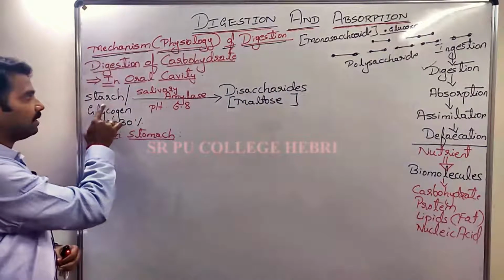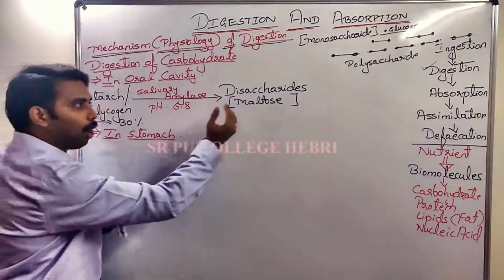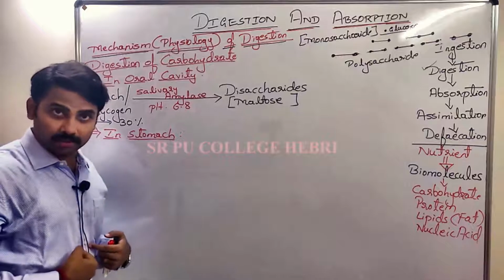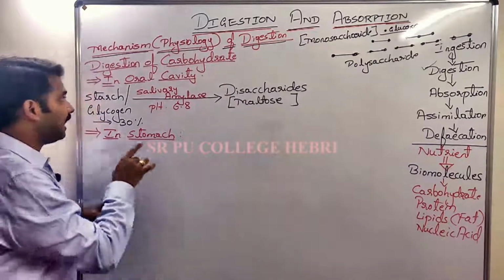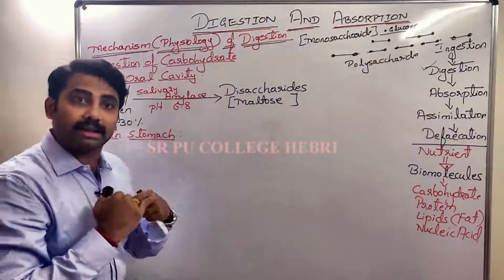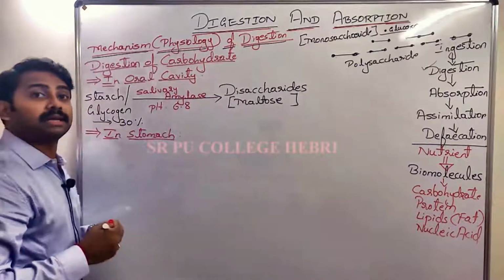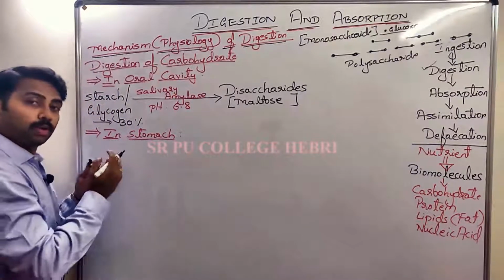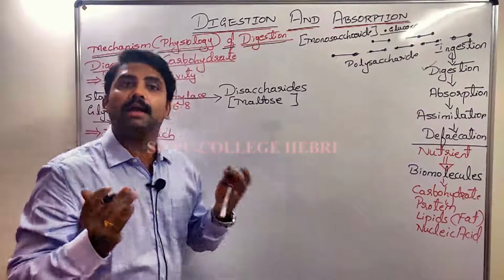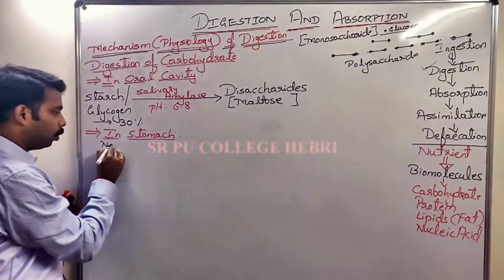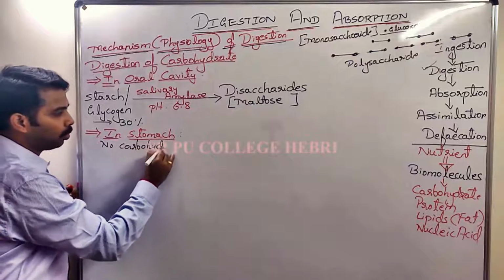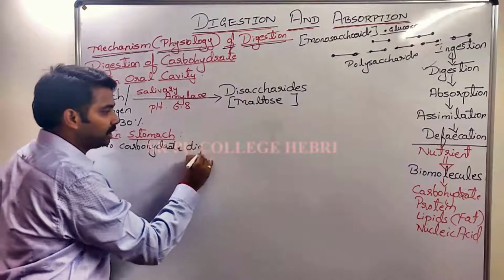The remaining 70% carbohydrate and the already formed maltose from the oral cavity have reached your stomach. My question is, is there any digestion of carbohydrate in your stomach? Your answer is no. Why? Even though carbohydrate goes to the stomach, digestion does not happen. Why? Because there is no, don't say no enzyme, you have to say no carbohydrate digesting enzyme.